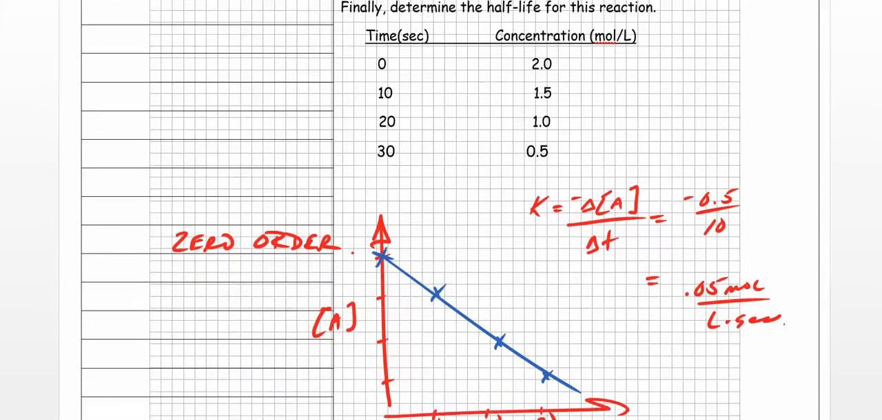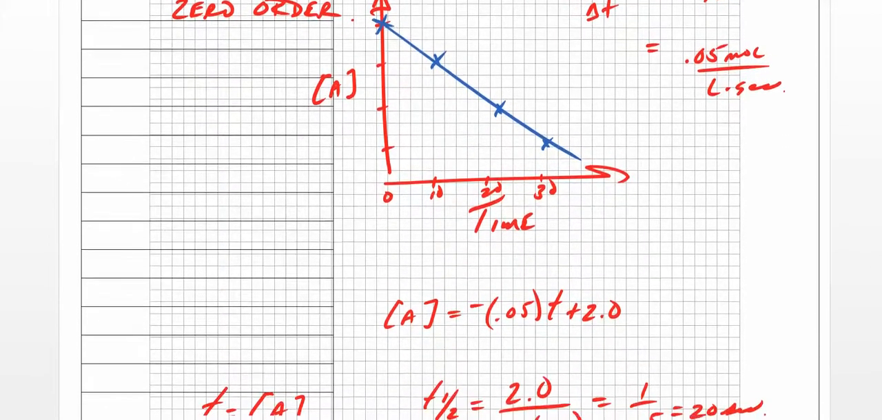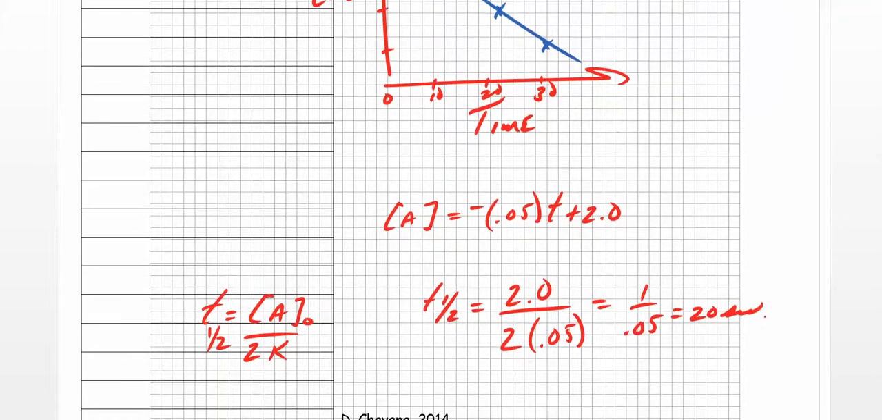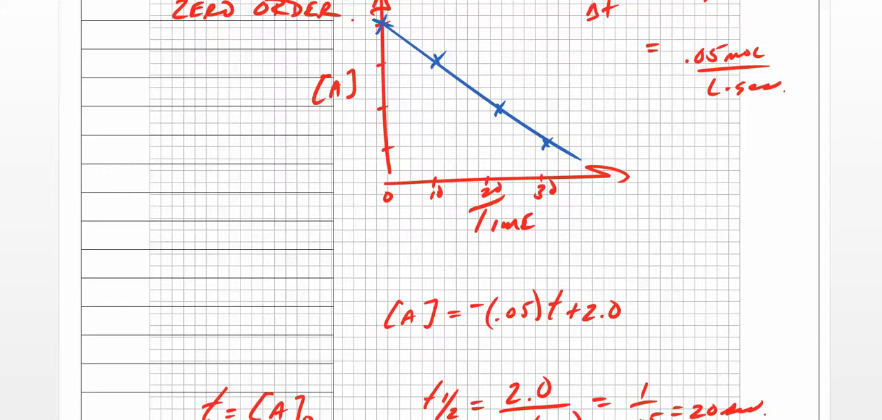Well, another thing we can do is write the integrated rate law. And remember, the integrated rate law was concentration, that was the Y, is equal to minus the K times time, that's a variable, plus the initial concentration. Where did I get the K? Well, I got it from this calculation right here. Remember, K was equal to 0.05 moles per liter per second. So that's where I got that.